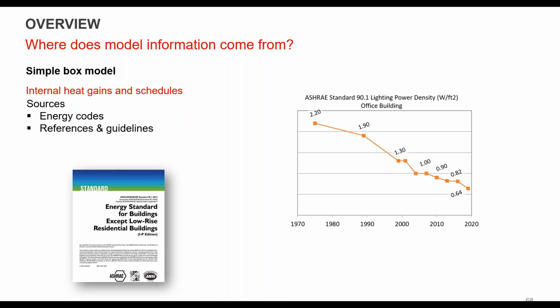If you look back over time, you can see what the Standard 90.1 lighting power is for an office. So if it was built in 2000 and was following the 2000 standard for 90.1, say 2001 or 2004, you could use that lighting power input to define the lighting for that baseline condition.